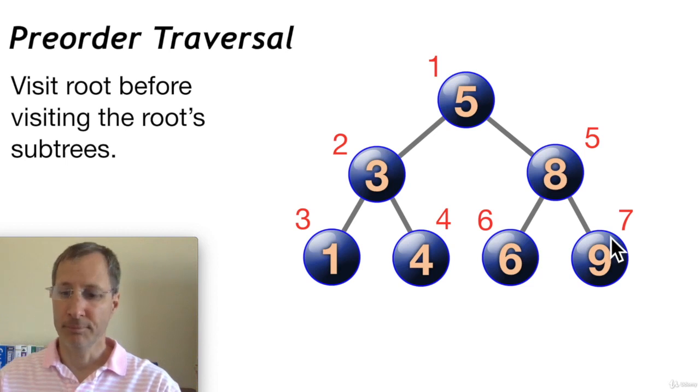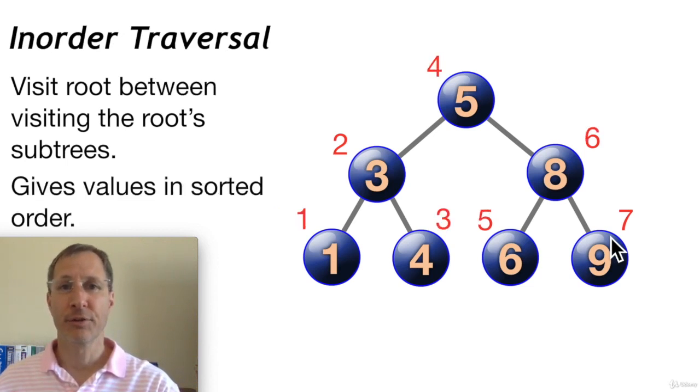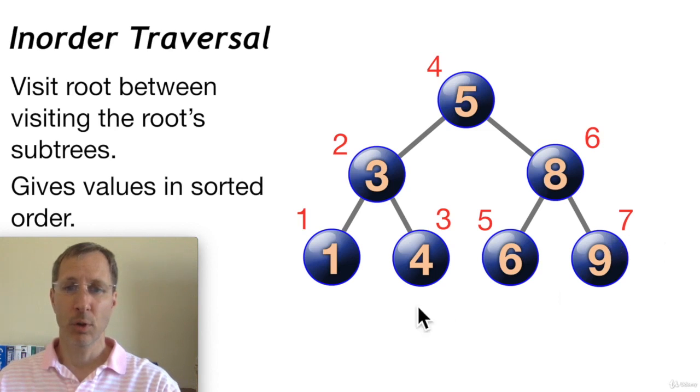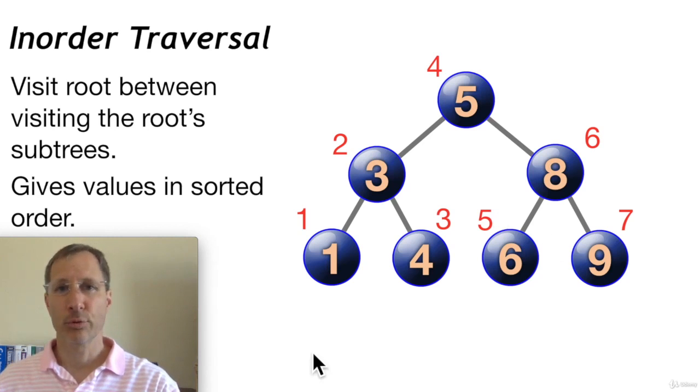This is pre-order traversal. An in-order traversal visits the root between visiting the root's subtrees. That means it can deliver values in sorted order. So here we may want all of these values in sorted order, in which case we're going to start with the bottom leftmost node and work our way up. So 1, 3, 4. We visit 1's parent node and then its right subtree. And then we visit 3's parent node and then its right subtree, starting with the leftmost node. So we're always working our way up from the bottom and working our way to the right. So that's an in-order traversal.